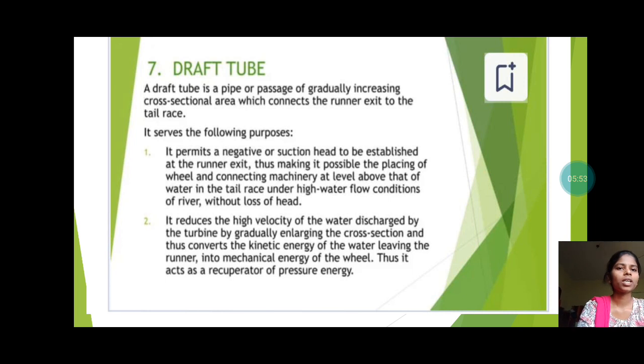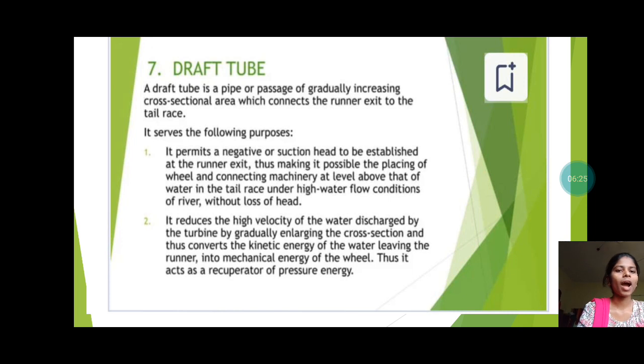And seventh one is draft tube. A draft tube is a pipe or passage of gradually increasing cross-sectional area which connects the runner exit to the tail race. It serves the following purposes. It permits a negative or suction head to be established at the runner exit, thus making it possible to place the wheel and connecting machinery at a level above that of water in the tail race under high water flow conditions or river flood without loss of head.